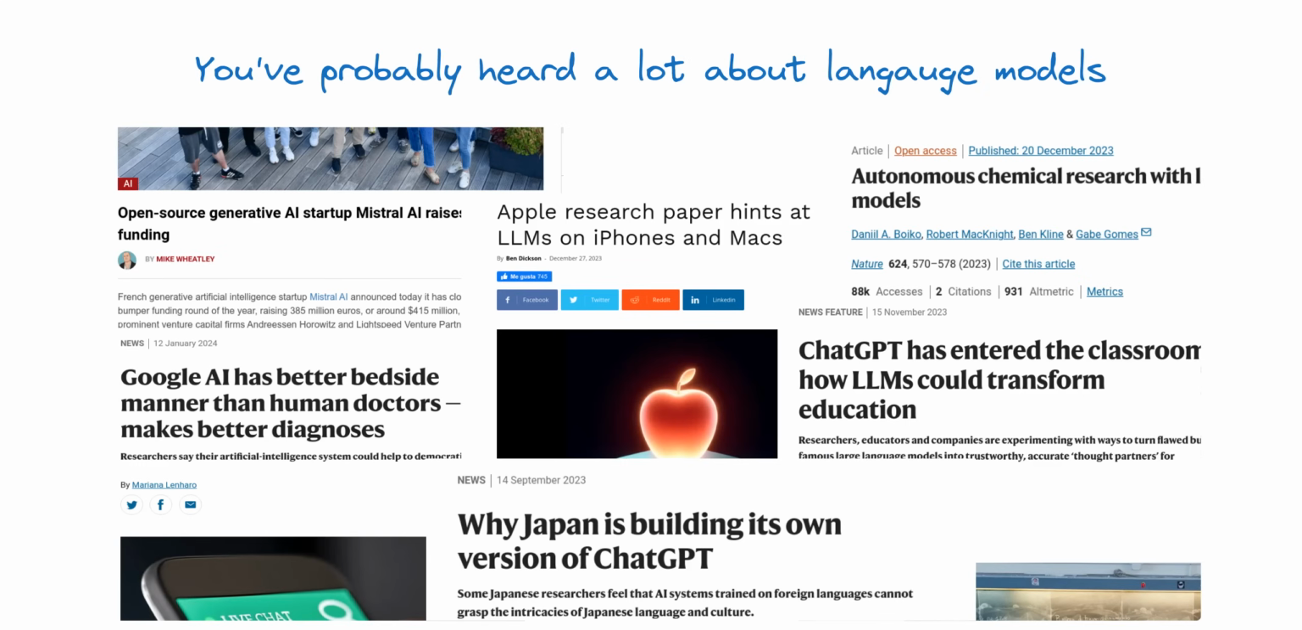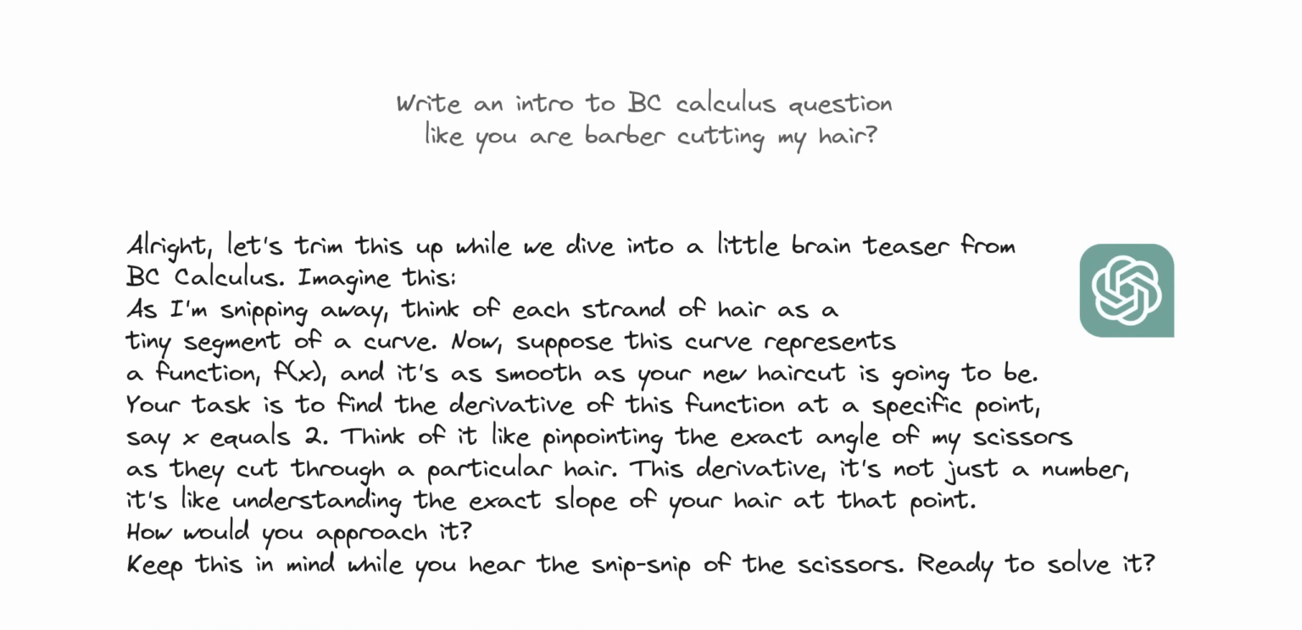So it goes without saying at this point that you've heard about language models. You've heard about large language models, you've heard about on-device language models, you've heard about solving math problems and generating code. I can basically type any ridiculous thing into ChatGPT and get a pretty coherent answer. Here I am asking it to write a BC calculus question, like it's a barber cutting my hair, and frankly, it does a relatively good job. But I don't really have too much more to say about this topic.